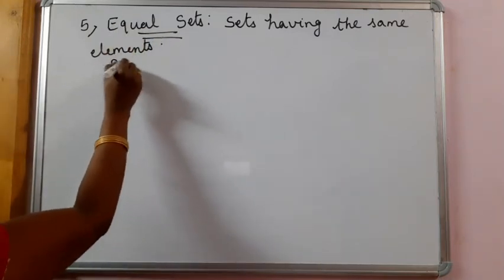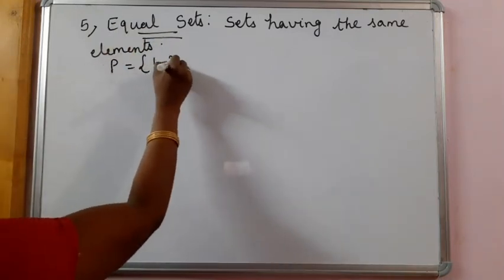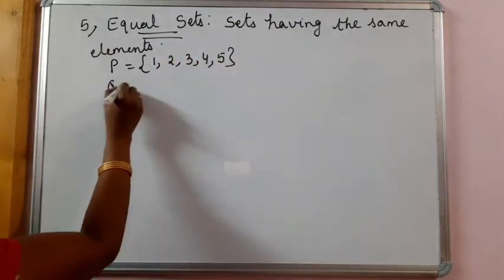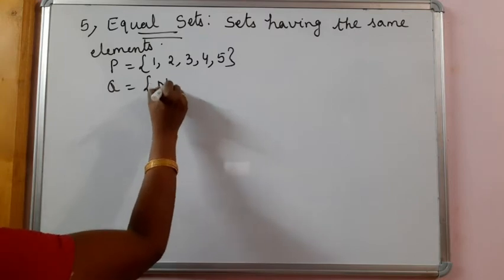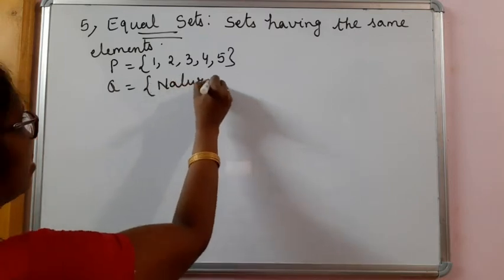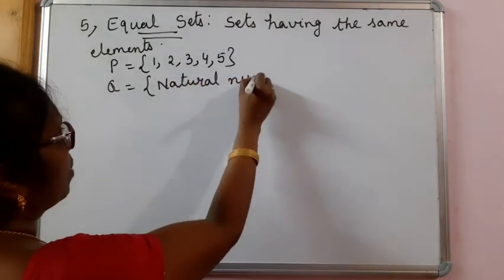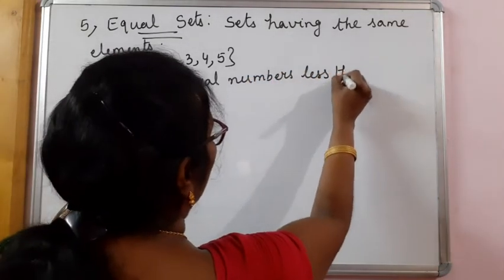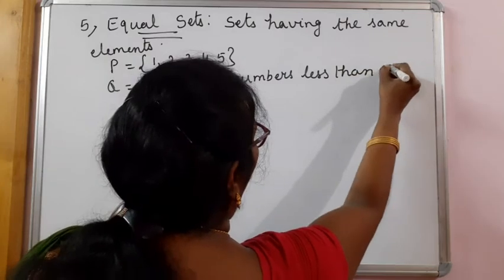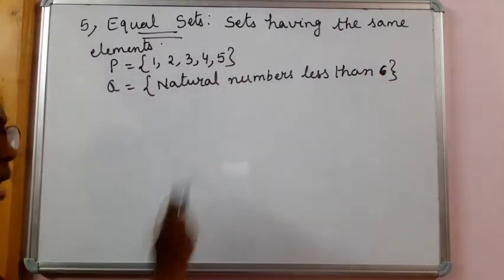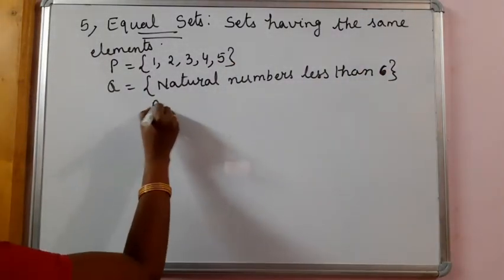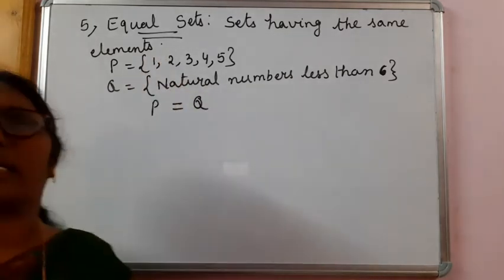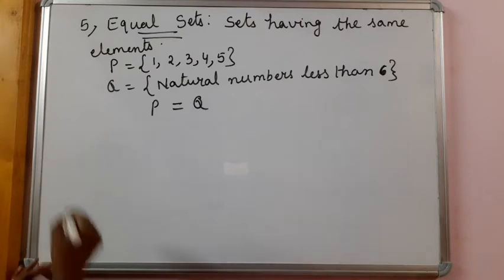Suppose set P is having 1, 2, 3, 4, 5 and set Q is having the natural numbers less than 6. We know that the natural numbers less than 6 are 1, 2, 3, 4, 5 only. So P is equal to Q. That means both the sets are having the same elements.